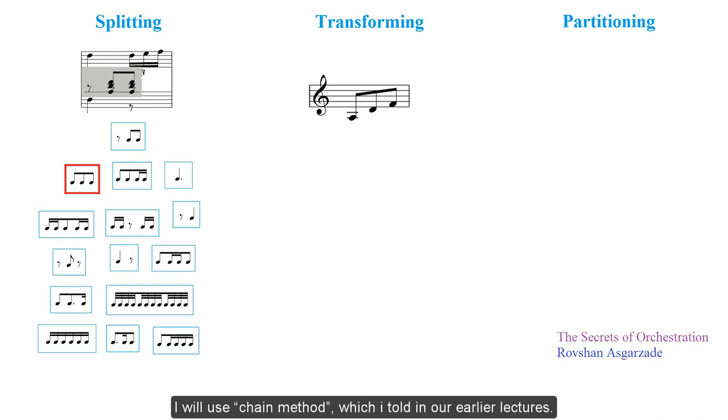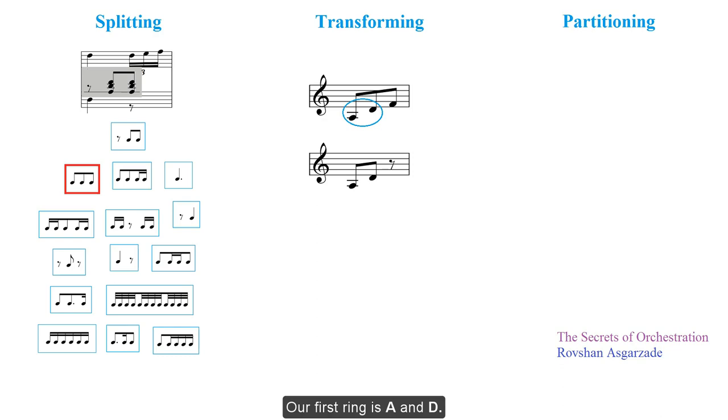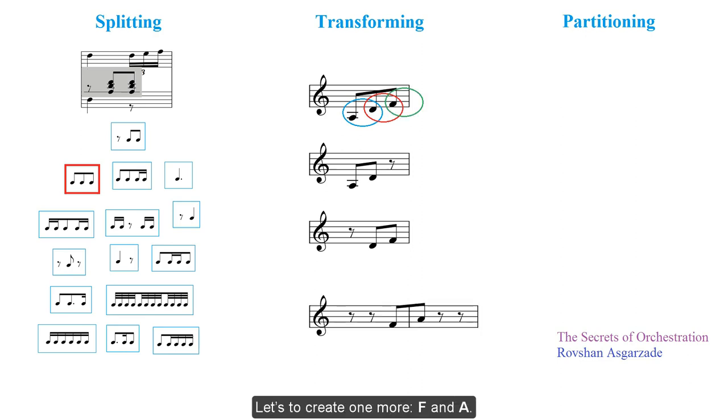I will use the chain method, which I told you about in our earlier lectures. This method is very useful to maximize the material. I'm dividing this figure into three rings. Our first ring is A and D. For getting a new ring, I'm using the chain method. So our next ring is D and F. Let's create one more: F and A. Good, now we get three new figures from one figure.